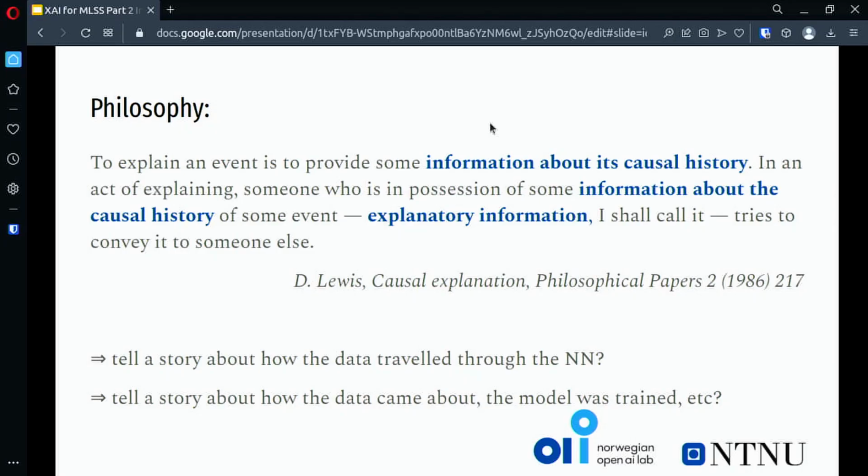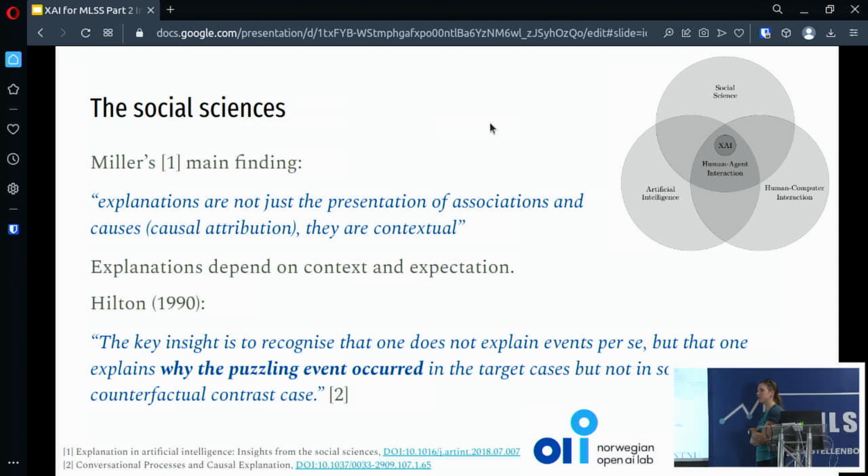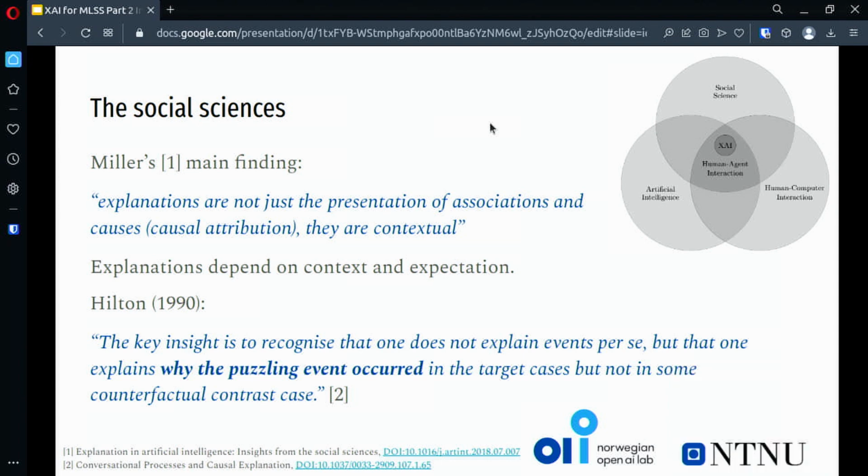But I think that we need to at least also, if not instead, go to the social sciences to try to find out what people want from our explanations. And the fantastic thing is that this marvelous guy called Tim Miller, he's a professor somewhere in Australia. One year when he was on sabbatical, he sat down and wrote the most comprehensive paper ever on XAI and how explanations should look. It's called Explanations in AI: Insights from the Social Sciences, and I urge you to read it. It's an easy read, and it's a pleasurable read.